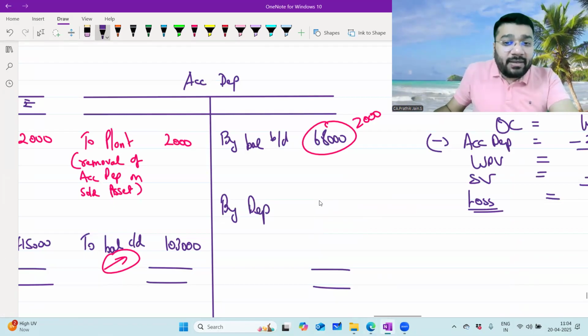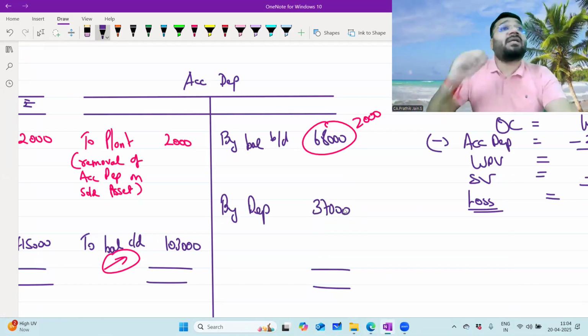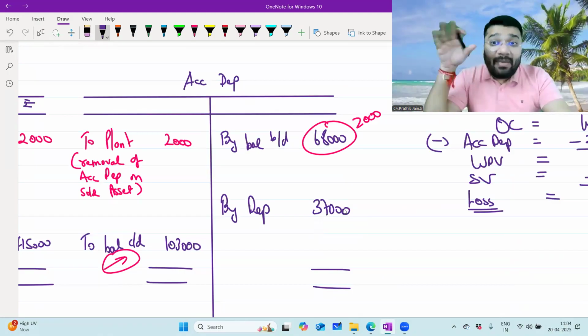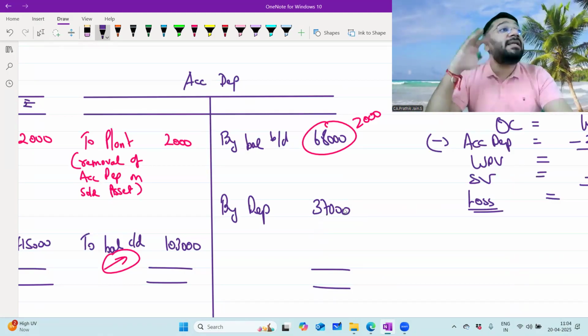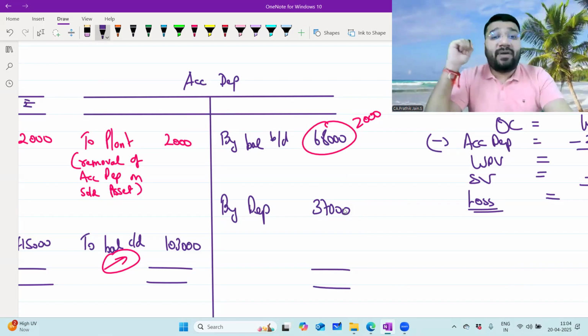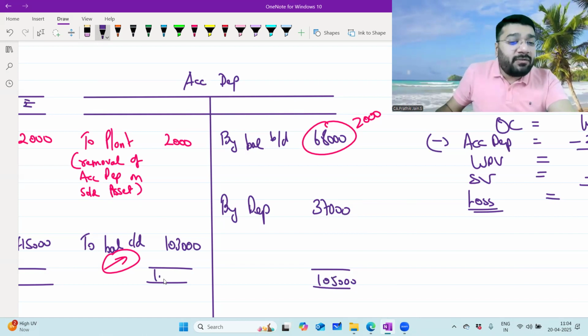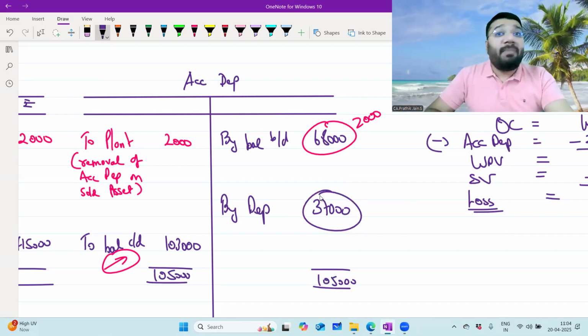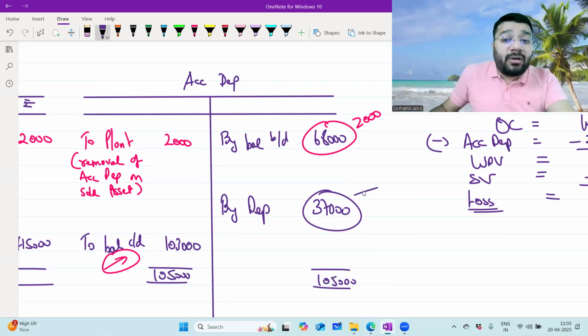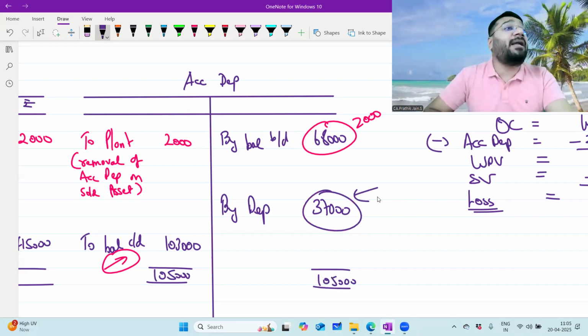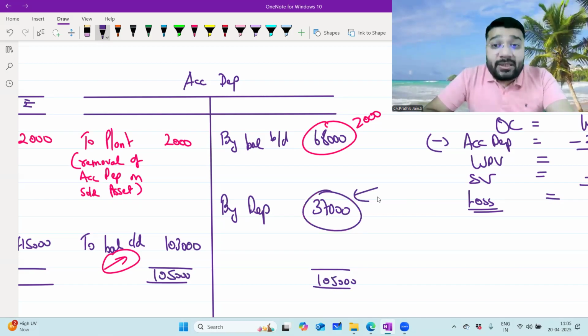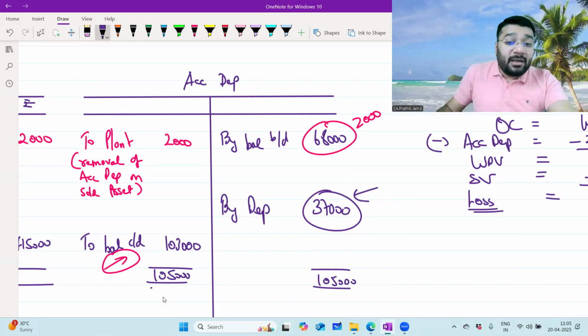So this is entry 1. By depreciation 37,000. Now technically if your ledger is automatically balancing, then no problem. If the ledger is not balancing, you have to tell me where the balancing figure is coming. It looks like tallied. 68 plus 37 is how much? 1,05,000. 2,000 plus 1,03,000, 1,05,000. So even had you taken 37,000 as balancing figure, no problem. But don't take this always. First, before taking this as balancing figure, check in the question if there is any depreciation or not. Record it. In this question, you are lucky that the ledger automatically got tallied.